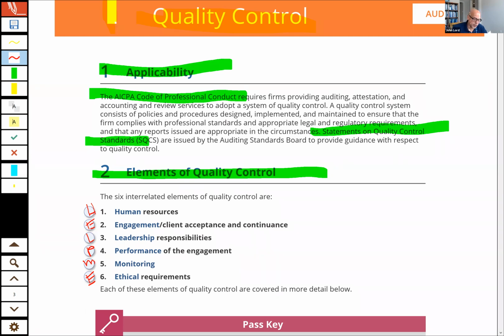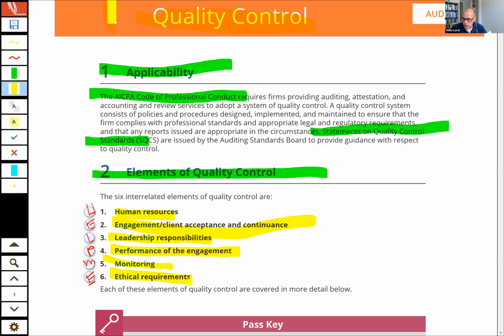Okay, so we're going to see that we're going to have human resource implications, client acceptance implications, who's going to take the leadership for all this, how are we going to ensure that our engagements actually follow the standards, what will we do to monitor to make sure that indeed our quality control system is working, and then what are some of the ethical requirements. And we're going to get into each one of these below.